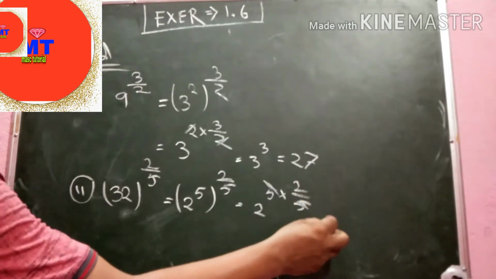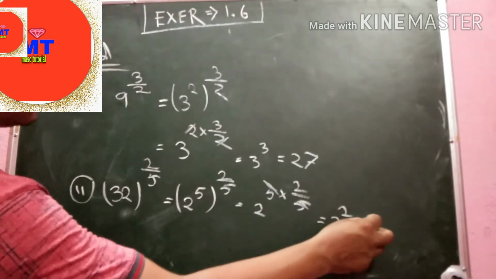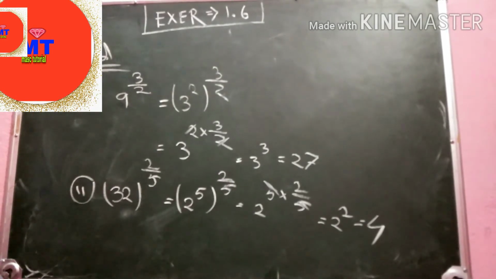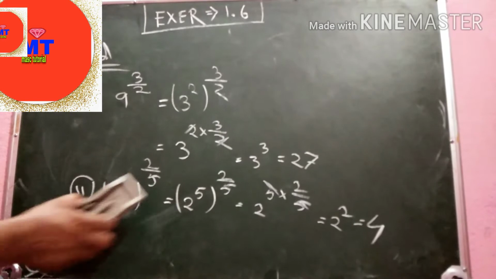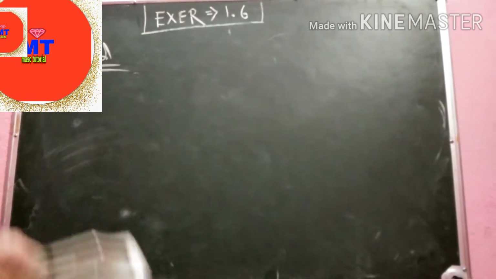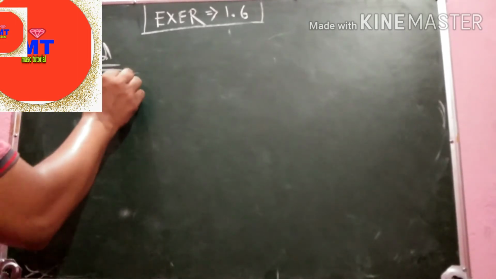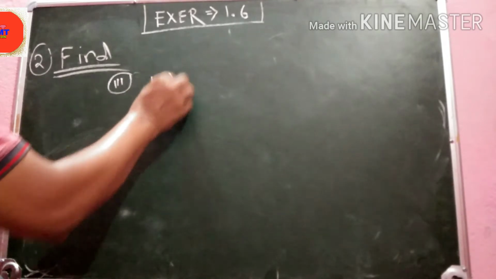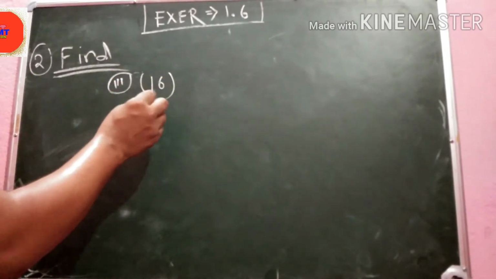2/5. So 2 squared is equal to 4. Move to part (iii): 16 to the power 3/4.